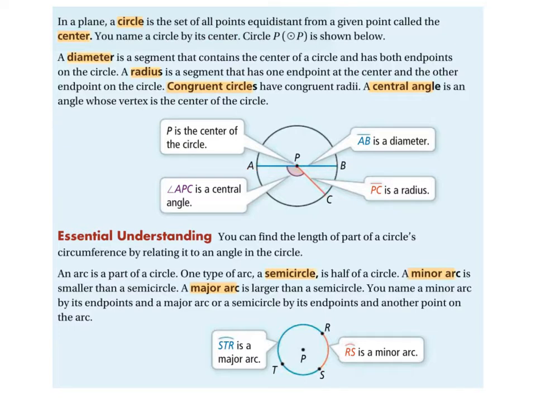PC is a radius. Okay, now you can find the length of a part of a circle's circumference by relating it to an angle in the circle. So I'm going to just sum it up real quick here over on the side, give you a preview of what you're about to do, which is if you say that there's an angle that is 90 degrees and the entire circle is 360 degrees, then you simplify that to 1/4. You're talking about 1/4 of the circle.